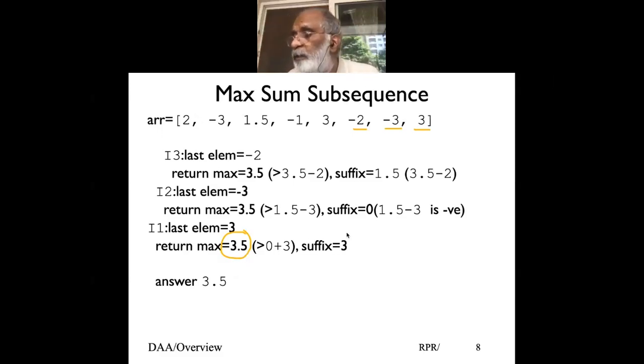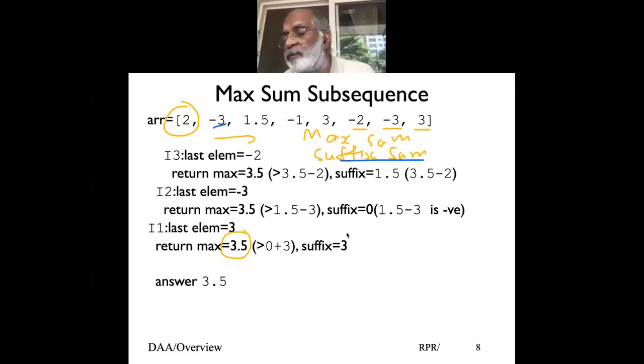So what we have done is reduce the problem from n to n minus 1, n minus 1 to n minus 2, and so on, till we go to a problem size of 1. Each problem gives me a max sum, and it also gives me a suffix sum. Then I look at the current element and add it to the suffix sum. If this addition is more than the max, I update the max. If suffix sum plus the current element is less than the max, I retain the max. But every time I update the suffix sum, and any time suffix sum becomes negative, I set it to 0. This way, using decrease and conquer, we can solve the problem, and this is what is expected.